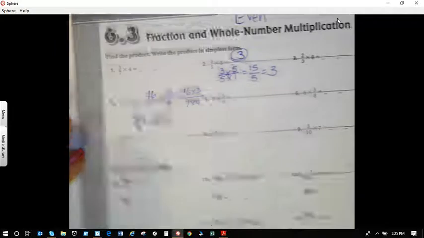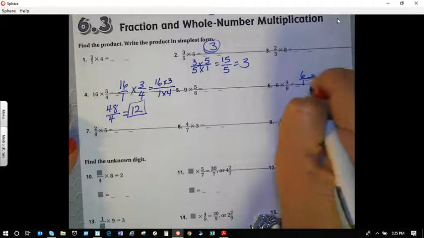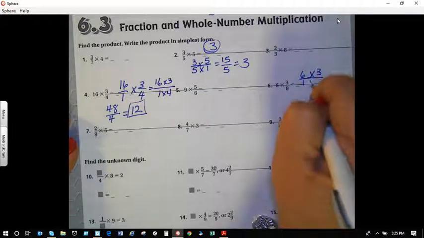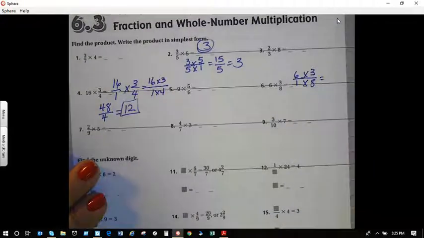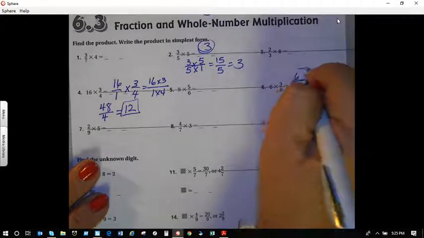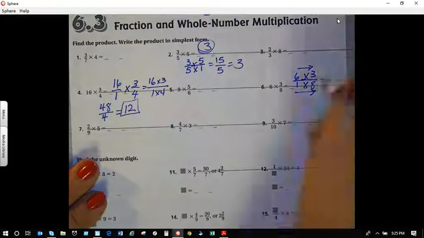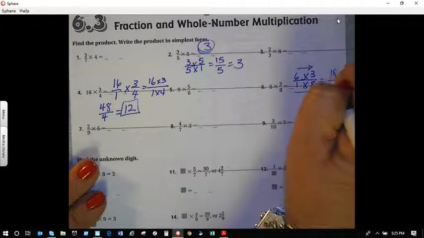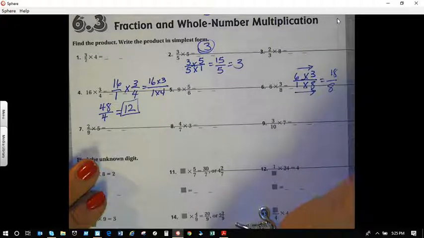Number 6, 6/1 times 3/8. I kind of did it a couple of different ways, so use whichever is most comfortable for you. That 6 now becomes a fraction by placing the 1 under it, and we're multiplying straight across. No matter which way you look at it, it still goes straight across. 6 times 3 is 18. 1 times 8 is 8. 8 goes into, where are we at, number 6?